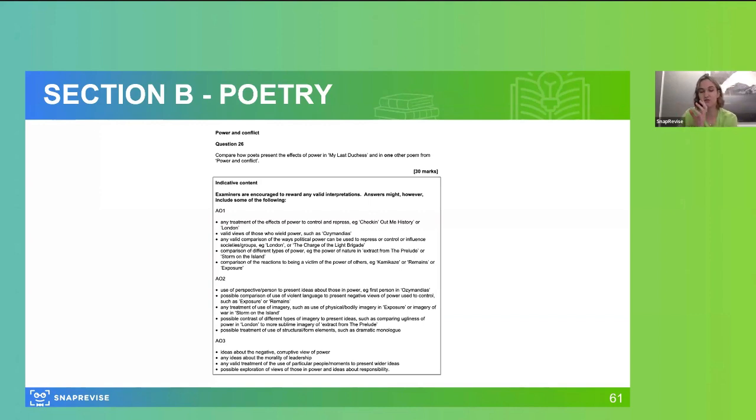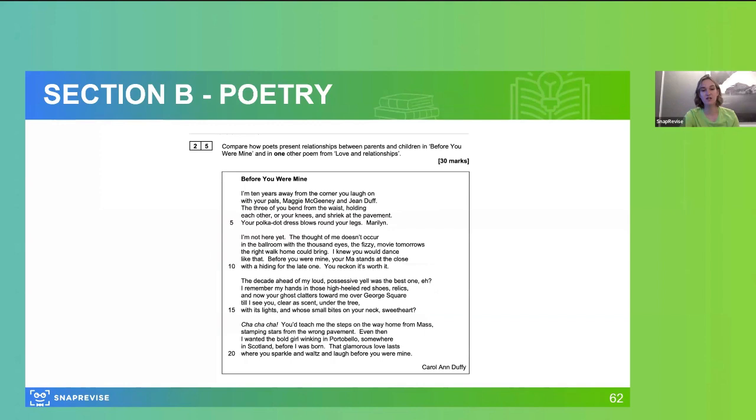So again, yeah, this is another good reason to have a look at past papers, because it'll show you the kind of things you could be analysing, and how you can be achieving those top marks. This is still, yes, compare how poets present relationships between parents and children in For You Are Mine and one other poem. So yes, you have power and conflict and love and relationships.